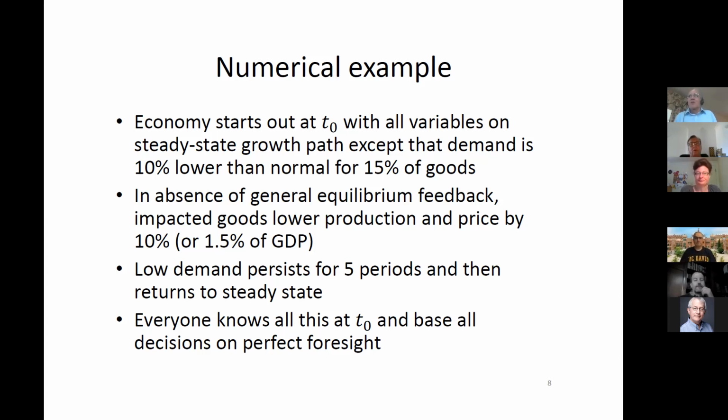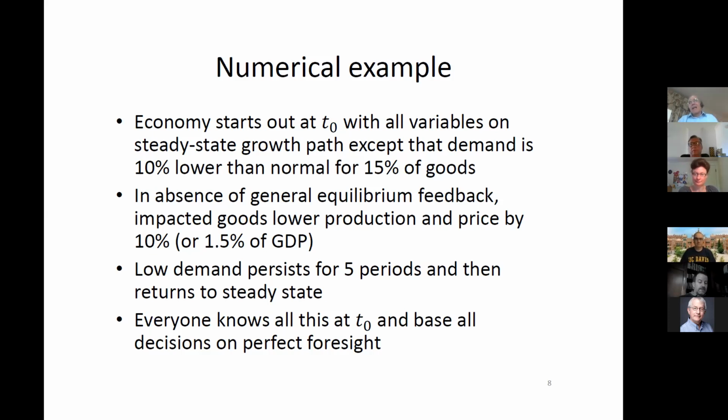So I'm going to start off the economy at date T naught with all the variables on the steady state growth path. And I'll characterize that steady state growth path when I get into the details, with one exception, which is that demand is 10% lower than it would be on the steady state growth path for 15% of the goods. And I'm going to calibrate this. I'll show you the calibration to have numbers that I think are sort of realistic to think about the economy.